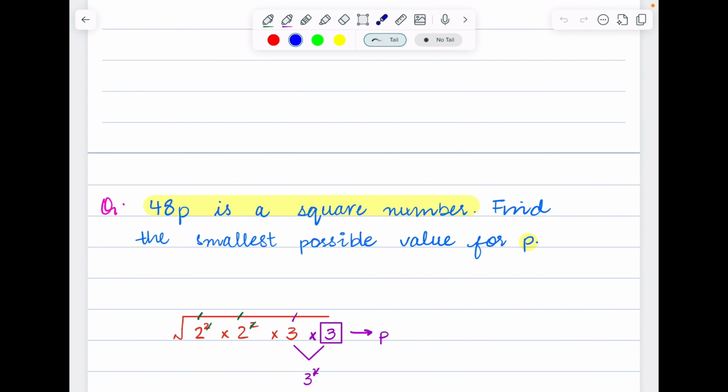Okay, so let's have a look at this question. This is part 2 and we're probably going to be ending HCF and LCM with a few past paper questions. Now the question is: 48p is a square number. Find the smallest possible value for p.